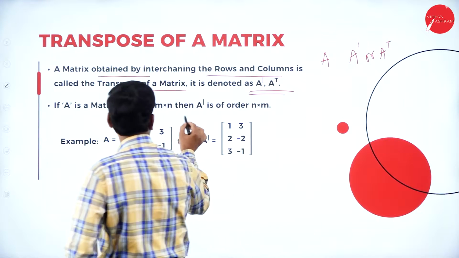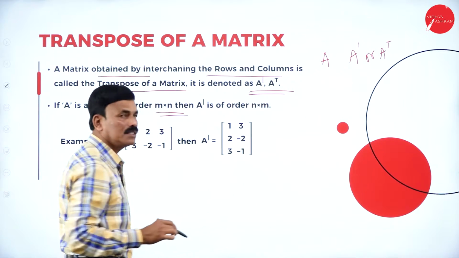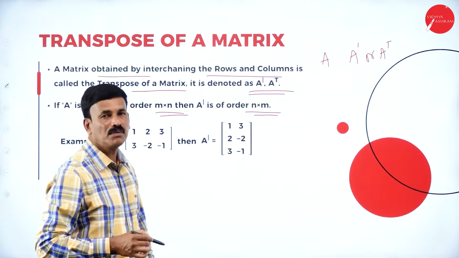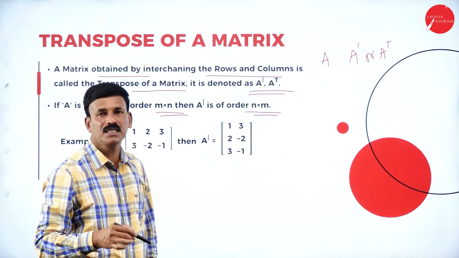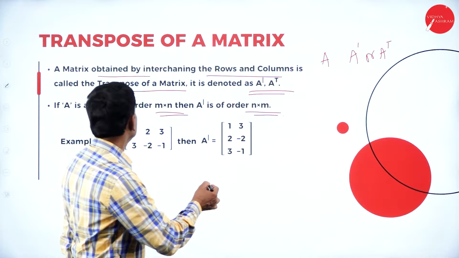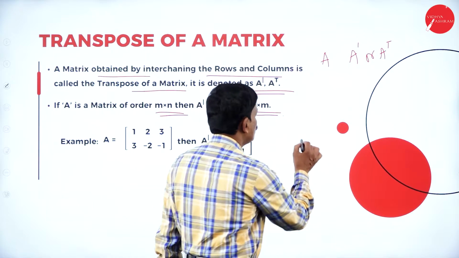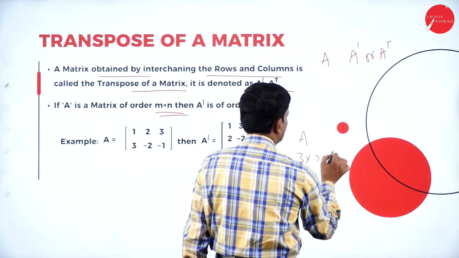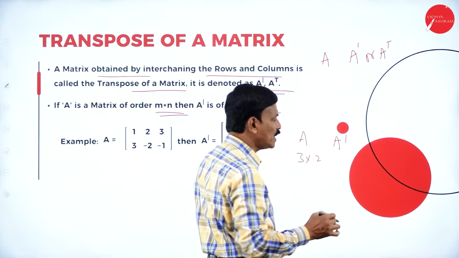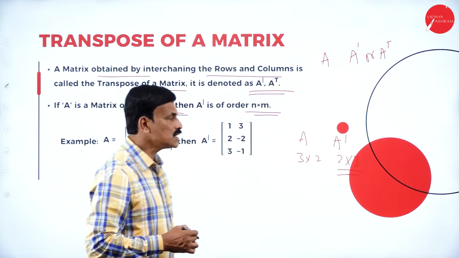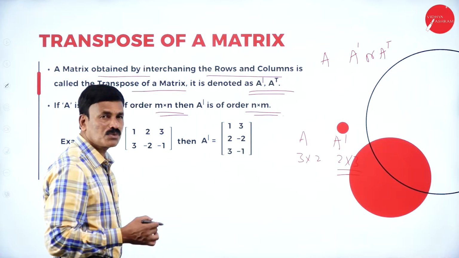Now, if A is a matrix of order m cross n, then its transpose A dash is of order n cross m. For example, if A is a matrix of order 3 into 2, then its transpose A dash is of order 2 cross 3. So, this is how we represent the transpose of a matrix.